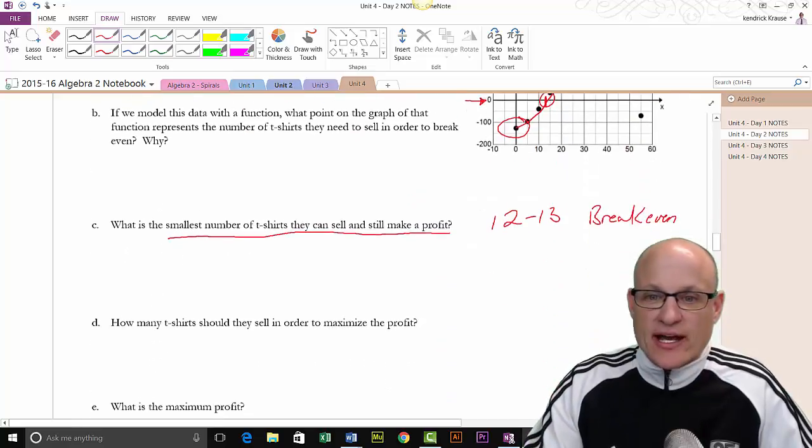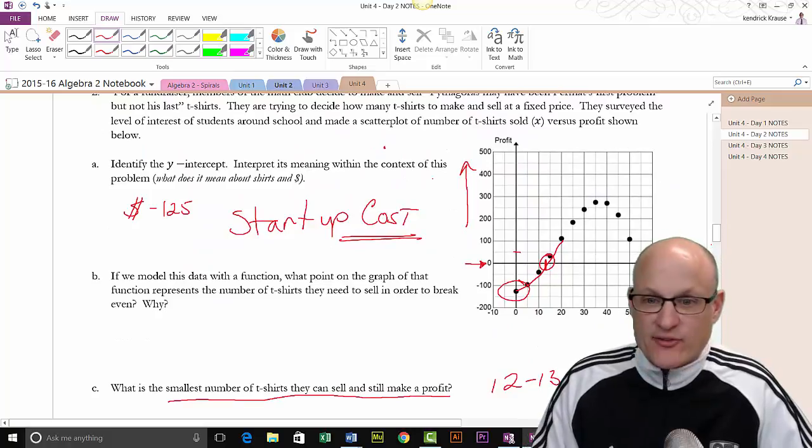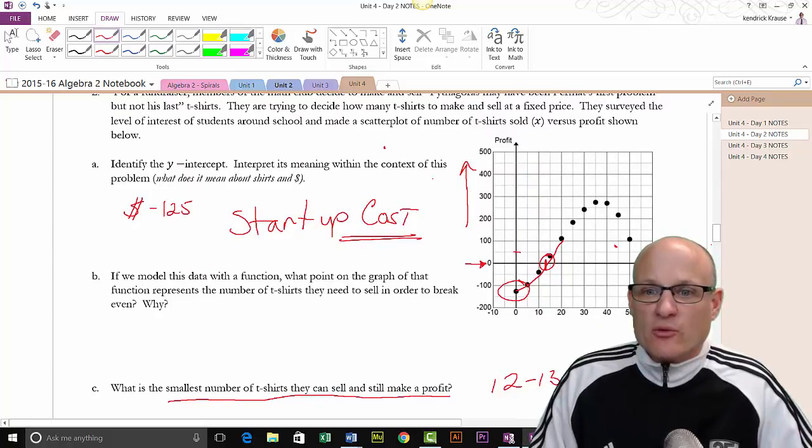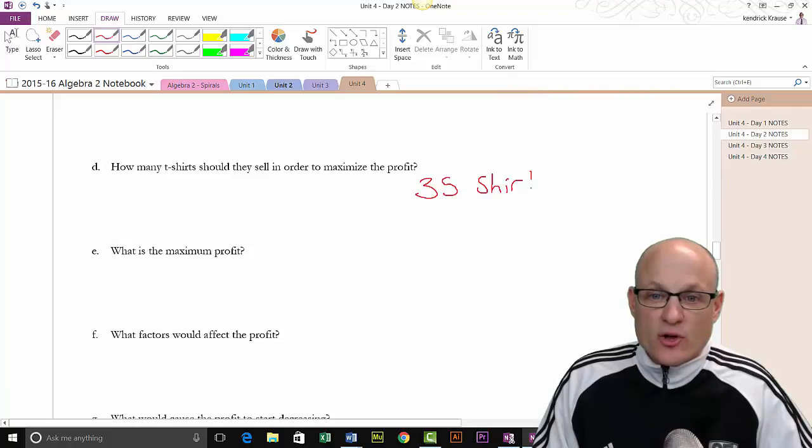Then the next question asks, how many t-shirts would they sell in order to maximize profit? Well, again, this is one of those maximize profit questions. So what we're looking for is the peak. And about here is the peak. So it looks like somewhere around 35 shirts, I would maximize my profit, and my profit would be somewhere around, I don't know, 280 bucks. So if I sell 35 shirts, that's going to maximize profit. So 35 shirts I should sell. No more, no less. And my maximum profit would be somewhere around $280.